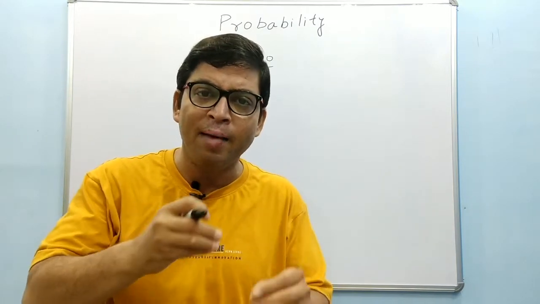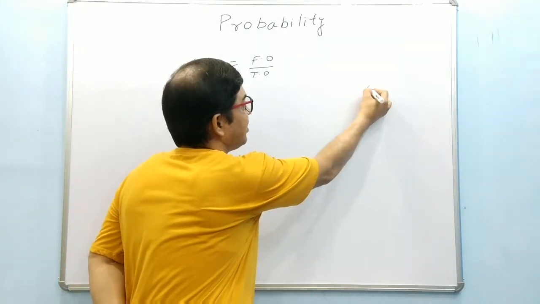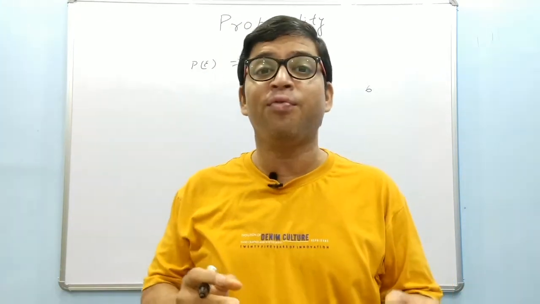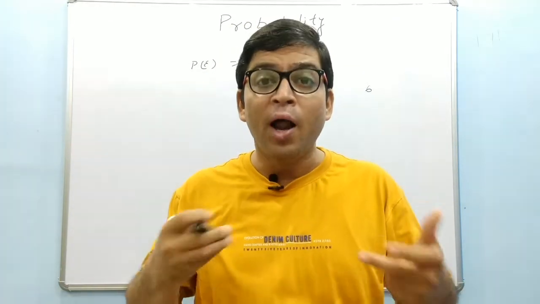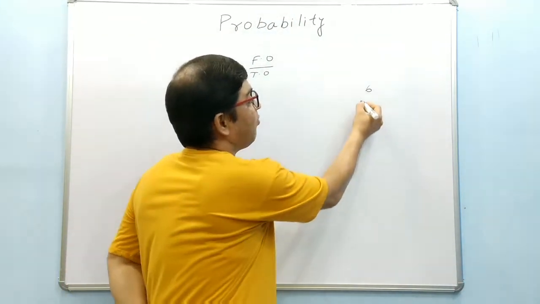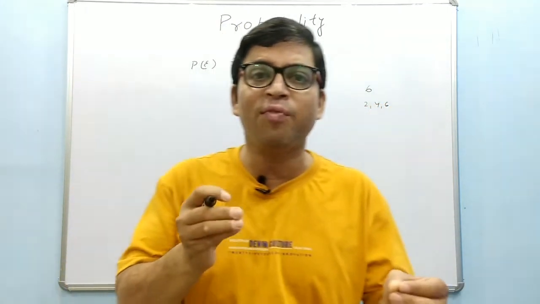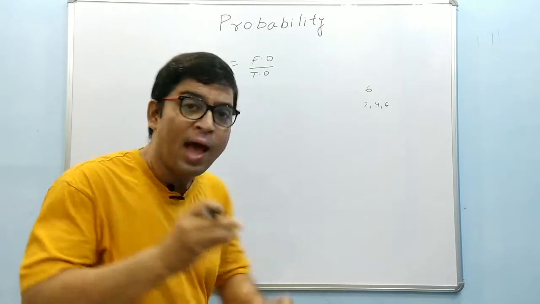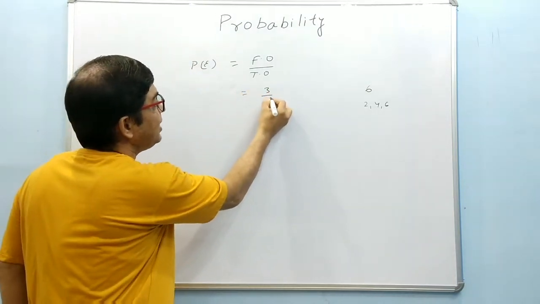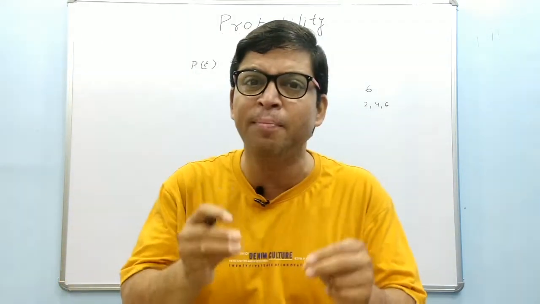Suppose I'm just throwing a die. What is happening? Total outcome is 6. It can be either 1, 2, 3, 4, 5, 6. And if I have to find the probability of getting an even number, what are the favorable things? Either 2, 4 or 6. So the number of favorable outcomes is 3 here and the total outcome is 6. So the probability will be 3 by 6, that is 1 by 2. That is a very basic thing.